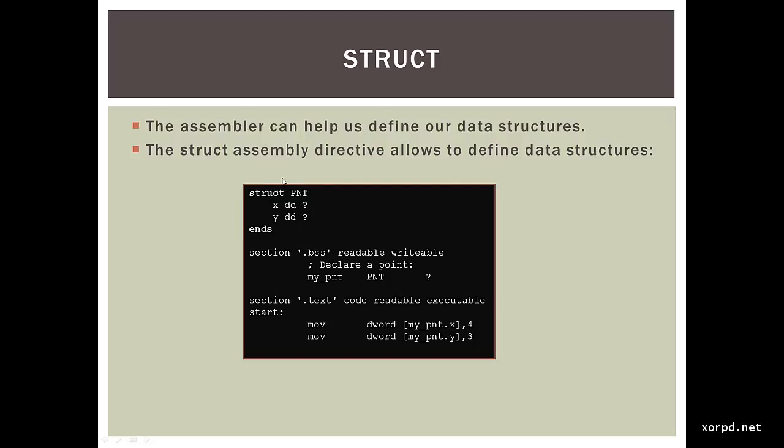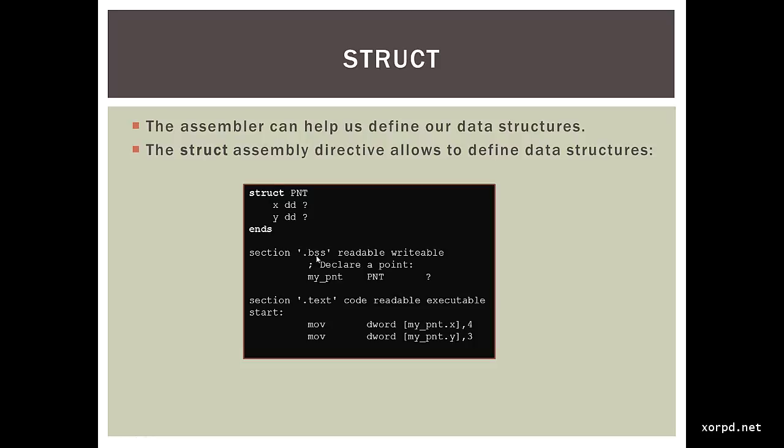Now that we have this structure definition, we can declare a point in our BSS section, or maybe in our data section if we wanted to. And we declare it like this. myPoint is the name of the memory that I want to declare. This is the label, myPoint. And PNT is the name of the struct. And finally, I put a question mark because I don't want it to be initialized. Remember, I put it inside the BSS section. This is why I did it in the first place.